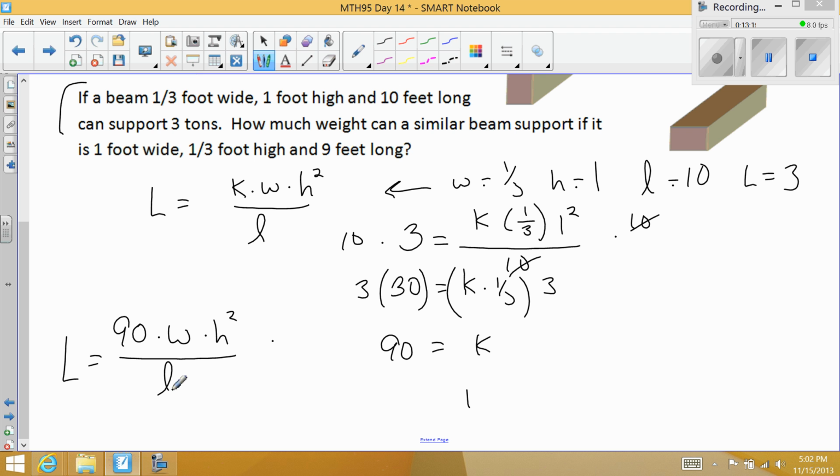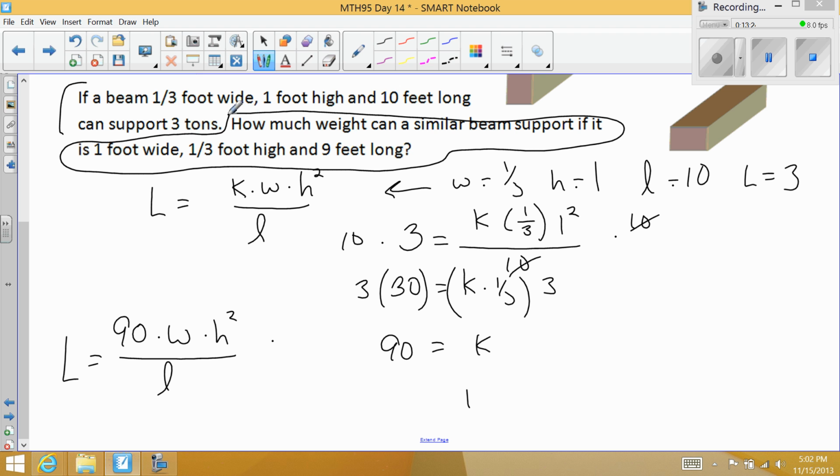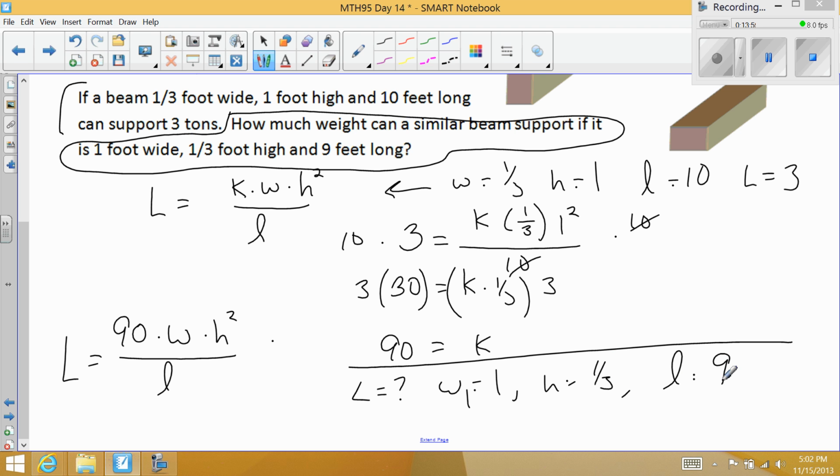So after all that, we can now look at the last bit of information here. How much weight can a beam support? So what is the load on the beam if it's a foot wide, a 1/3 foot tall, and 9 feet long? So basically we've flipped it on its side and it's gotten a little shorter. Let's see what we've got now. I better copy this information down here. So let me leave a little room here. So we're looking for the load. That's unknown. The width is now 1 foot. The height is 1/3 of a foot. And the length is 9 feet.